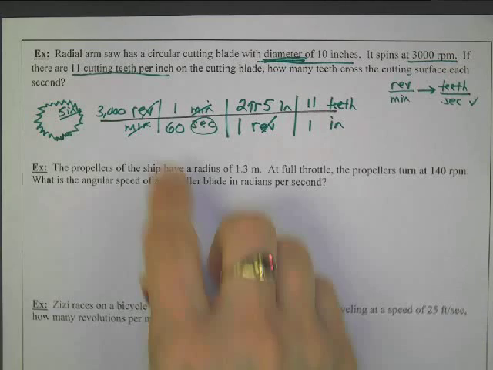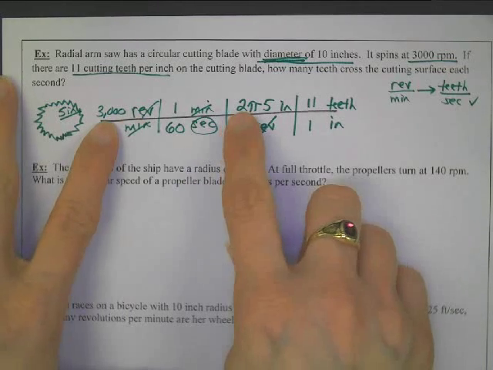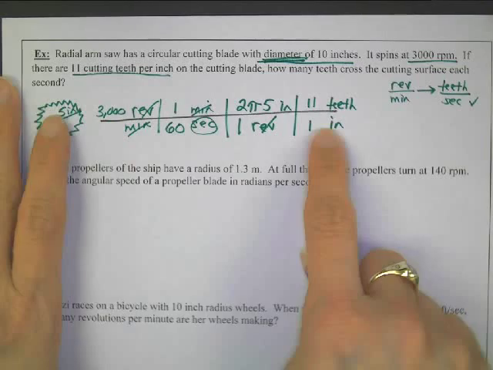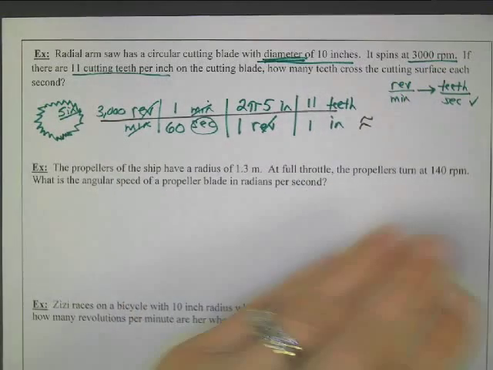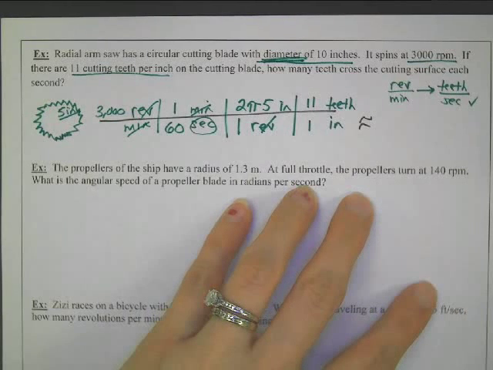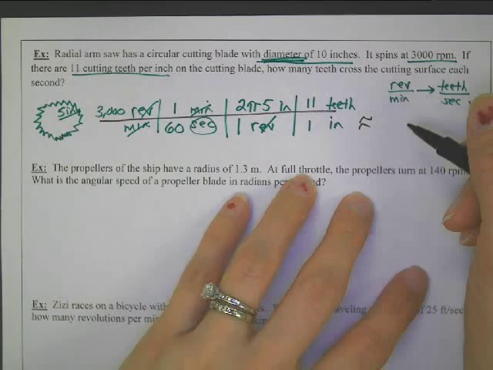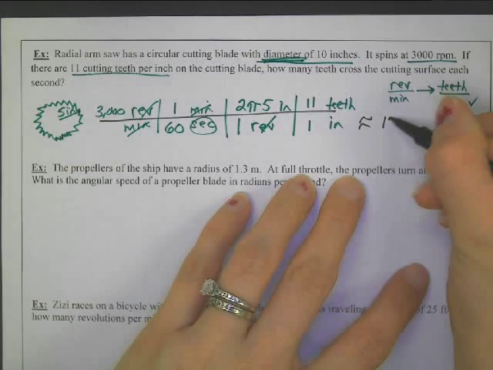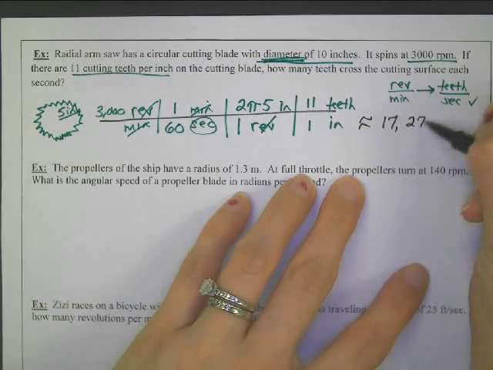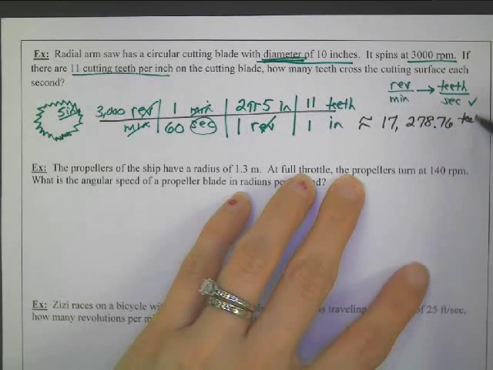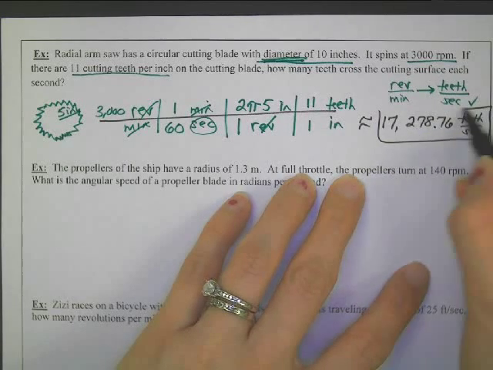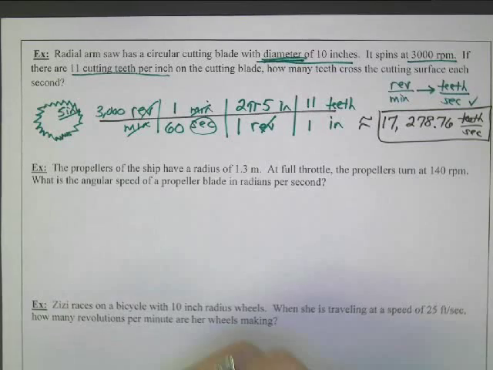Okay, so you're going to take out your calculator. You need to multiply 3,000 by 2 times pi times 5, and then you're going to divide it by 60. Please type that all in and round perfectly and show me your calculation skills. The correct answer is 17,278.76 teeth per second. It's okay to have half of a tooth. It's not a live thing. That's not gross.